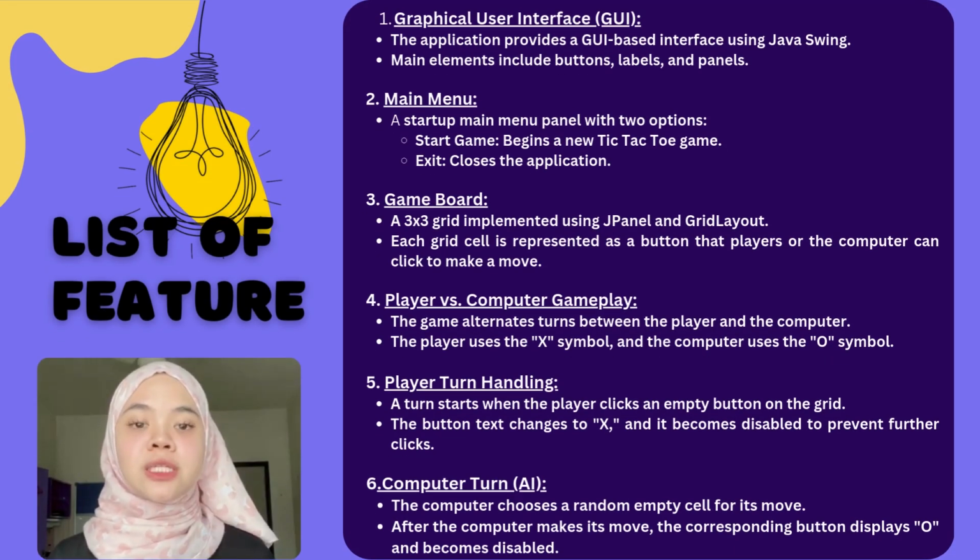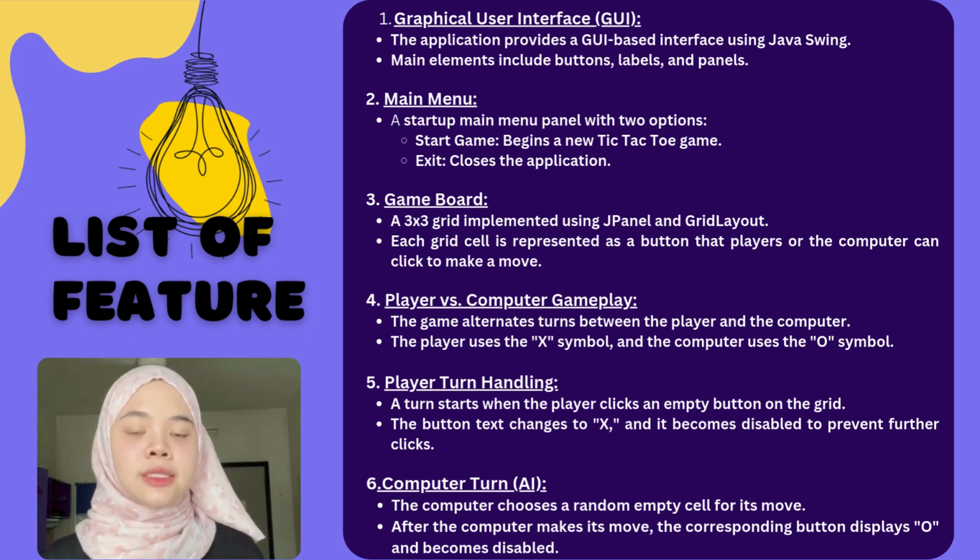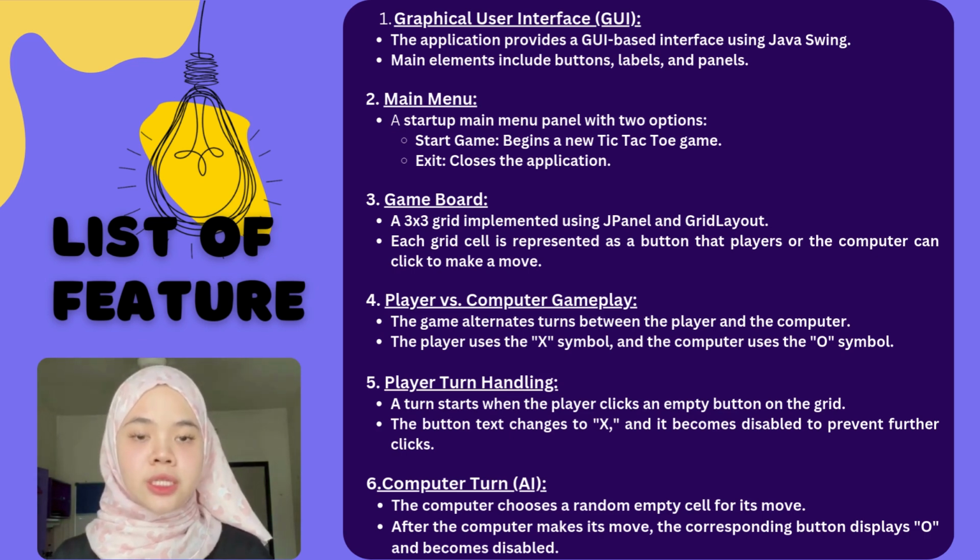Now, I'm going to present our first part of the list of features. First, the graphical user interface, which is GUI. The application provides a GUI-based interface using Java Swing. Main elements include buttons, labels, and panels. Secondly, the main menu. A startup main menu panel with two options: start game, which begins a new tic-tac-toe game, and exit, which closes the application. Thirdly, the game board. A 3x3 grid implemented using JPanel and GridLayout. Each grid cell is represented as a button that the player or computer can click to make a move.